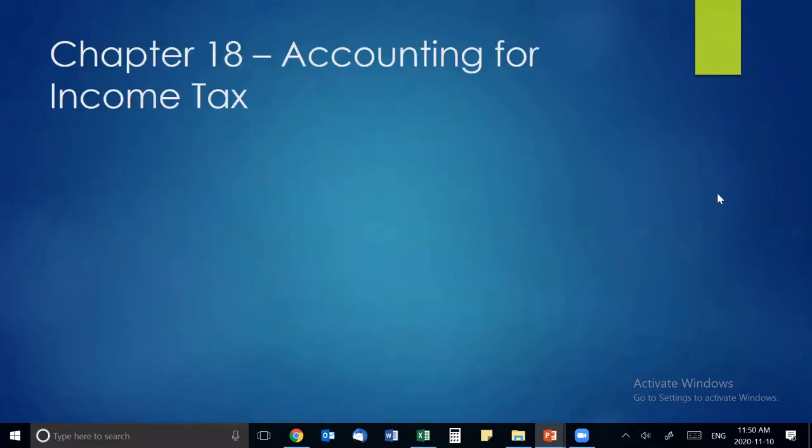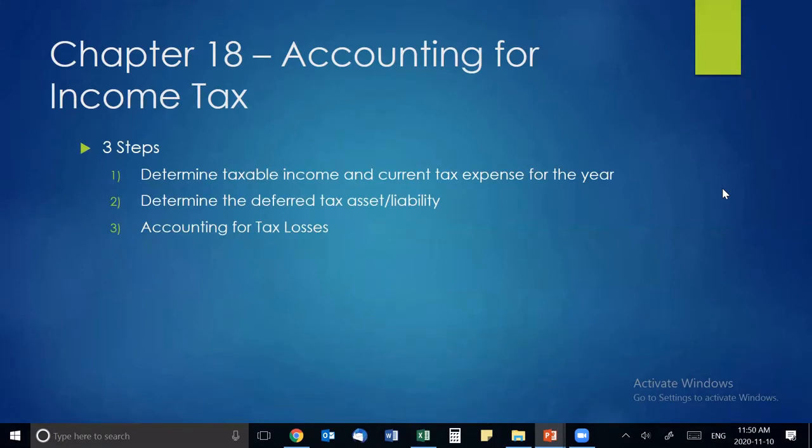Just a recap of what we've done so far for Chapter 18. We did step number 1, which was determine the taxable income and current tax expense for the year. There you would start with net income, adjust for your permanent and temporary differences. That will get you your taxable income. Multiply that by the current tax rate, and that will give you the current tax expense for the year. And then you can do your first journal entry, which is debit current tax expense, credit income tax payable.